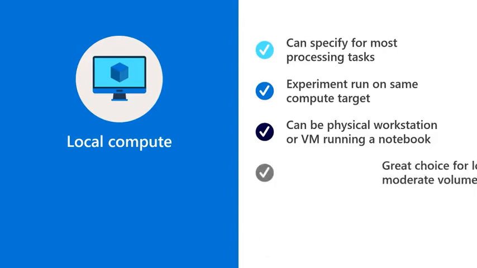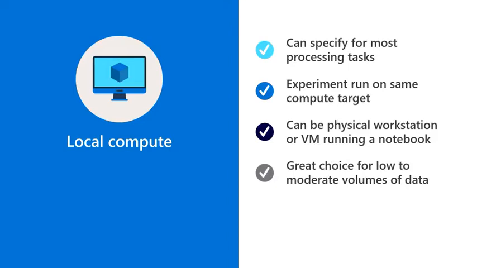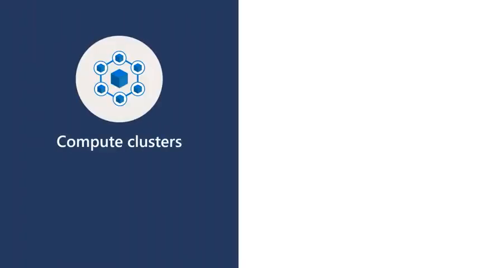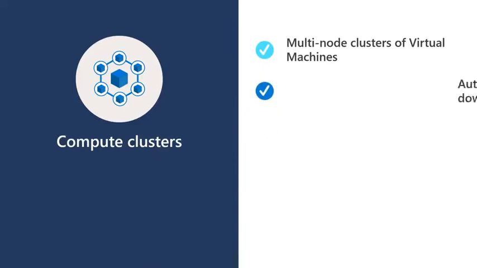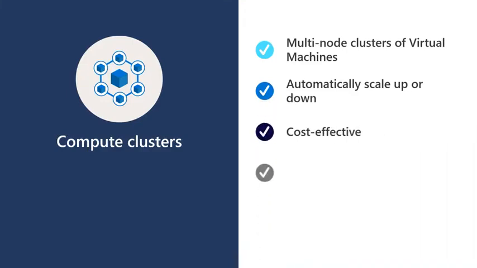Local compute is generally a great choice during development and testing with low to moderate volumes of data. For experiment workloads with high scalability requirements, you can use Azure Machine Learning compute clusters, which are multi-node clusters of virtual machines that automatically scale up or down to meet demand. This is a cost-effective way to run experiments that need to handle large volumes of data or use parallel processing to distribute the workload and reduce the time it takes to run.